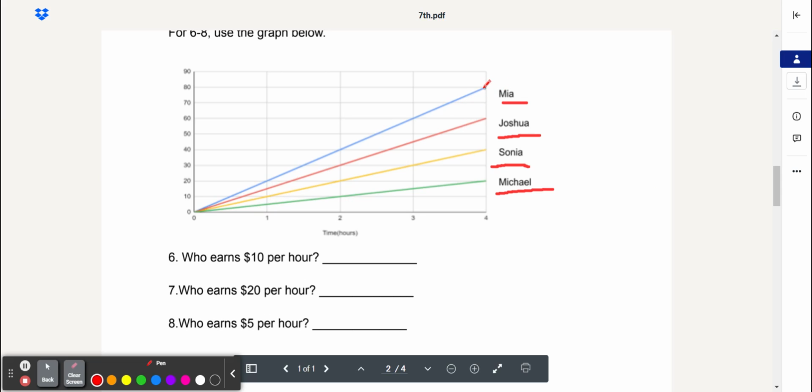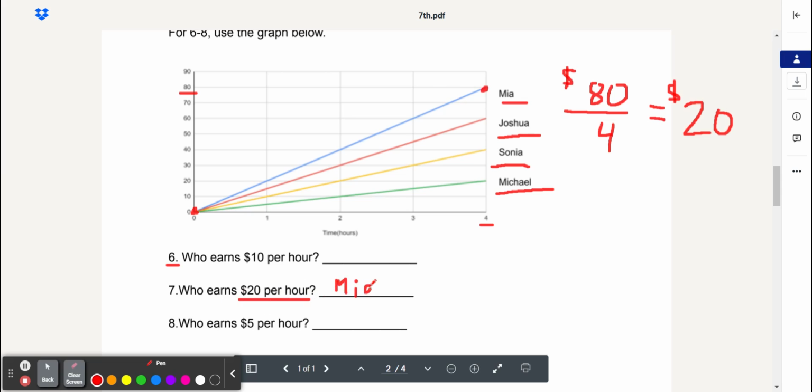So for Mia, if you look, we can use this endpoint to find the slope. So the slope is the change in y over the change in x. It starts at 0, 0, which makes it easy for us to calculate. And if you look, it ends at 80. So that means it changed by $80 over how many hours? 4 hours. And that means every hour she was earning $20. This won't give us our answer to number 6, but it will tell us who was earning $20 per hour. So for number 7, we would write Mia.